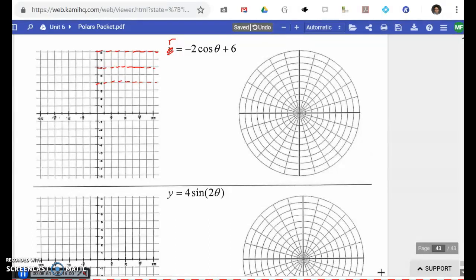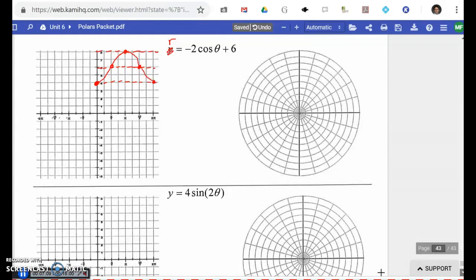It's a cosine, so we normally start at the top, but because it's negative cosine, we actually start at the bottom. Then we go to the mid, then to the top, then to the mid, then to the bottom. So it looks something like this.